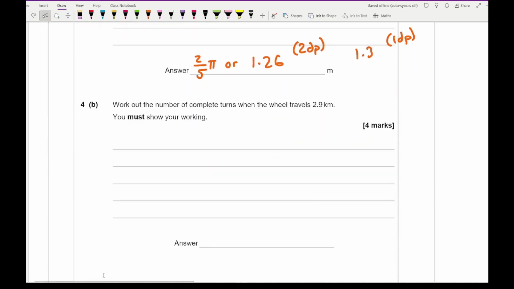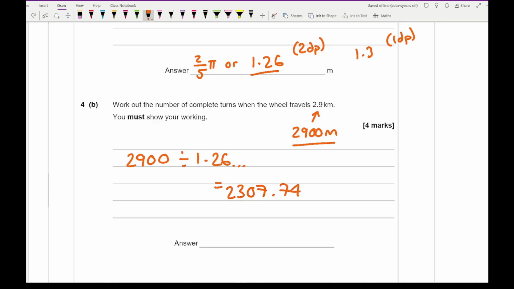Question 4b, it says work out the number of complete turns the wheel travels in 2.9 kilometers. Well, 2.9 kilometers is 2,900 meters. Now you want to work with the same units. So from this, I've got 2,900 divided by 1.26. It's actually still on my calculator. So if I do 2900 divided by the answer, I get an exact value of 2307.746679. We're looking for complete turns, so it's going to be 2307.